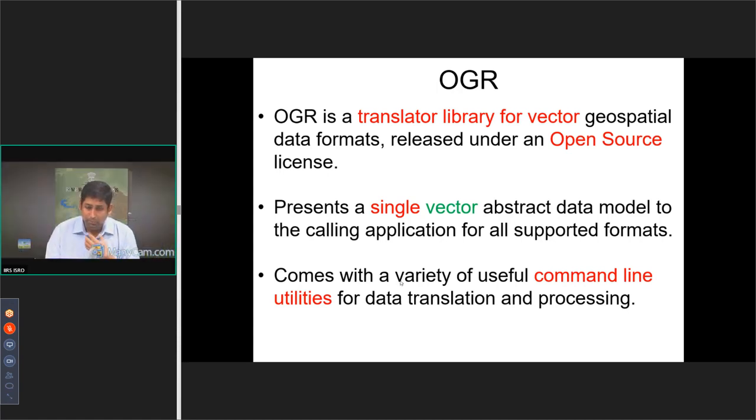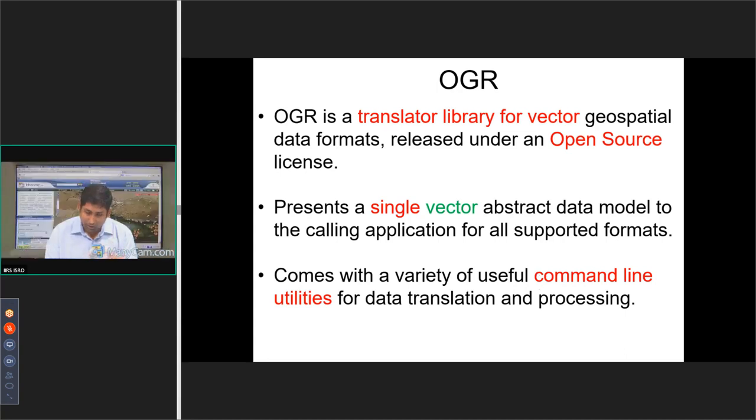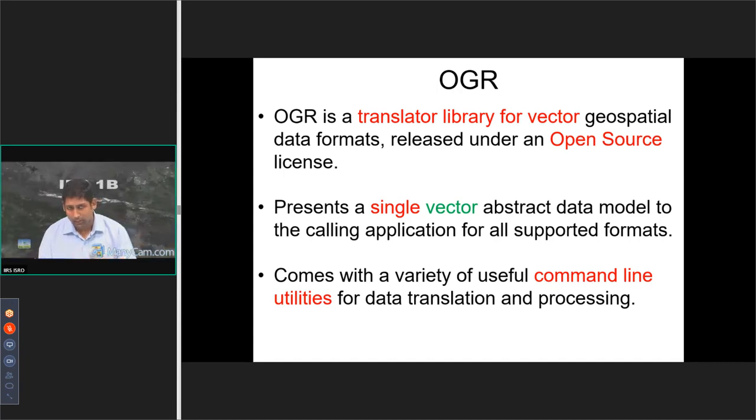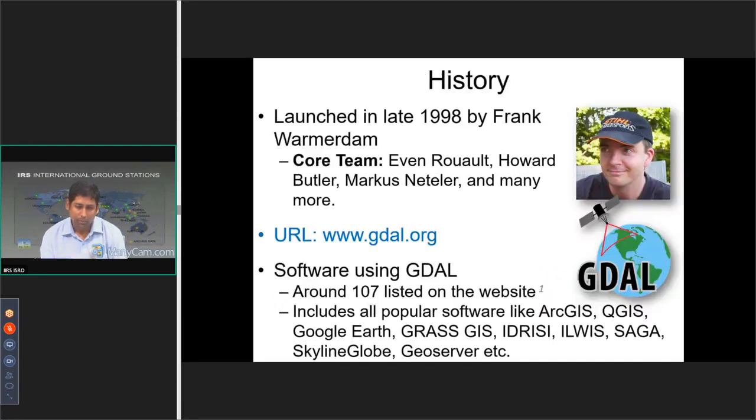The beauty of OGR is that it comes with a set of useful command line utilities. Now, if you don't know Python, and you just want to use OGR to translate from one file format to other, there is a set of command line utilities. You just open your command prompt, type ogr2ogr, and then you can translate any file format to any other file format.